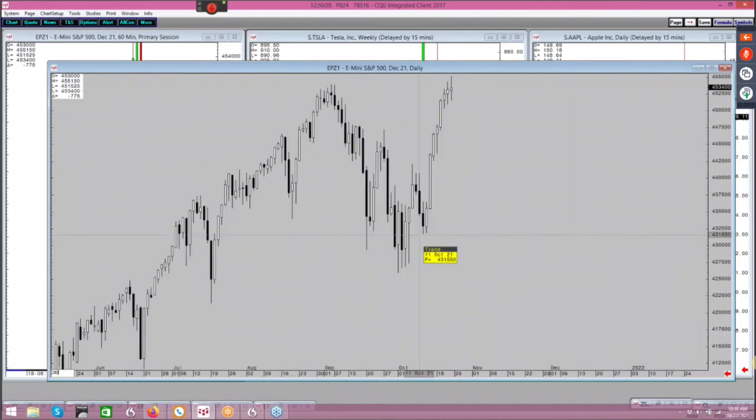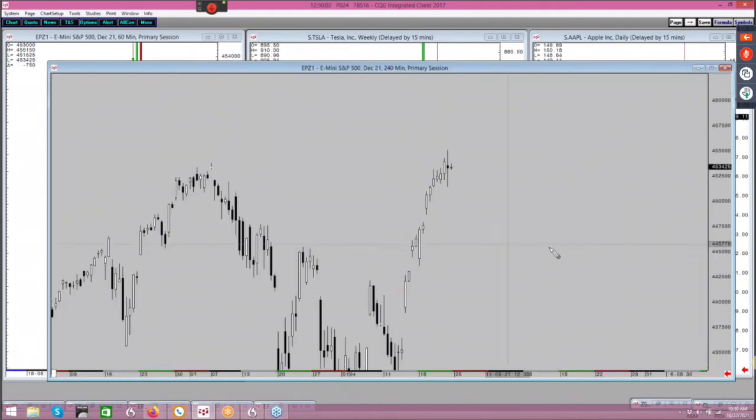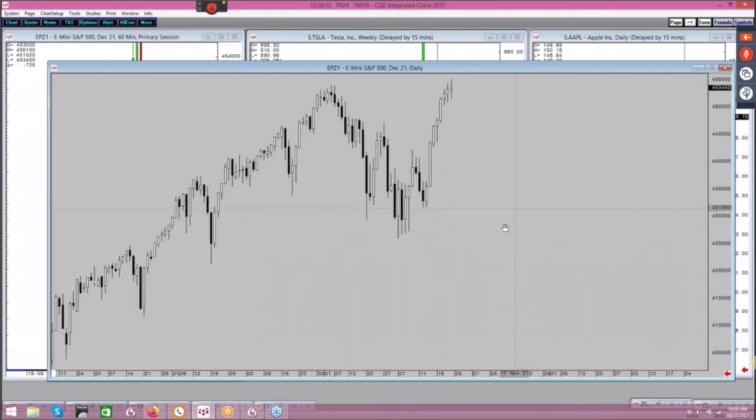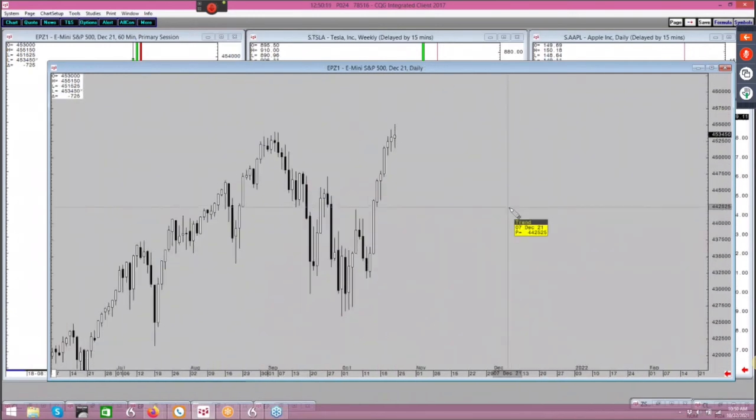Let me give you an example right now. Here's a 240-minute chart. This didn't happen right here. See that? So when they stitch something together, you may be using that to create a new forecast. Can it still work? Yes, but it takes you a little bit outside the realm.